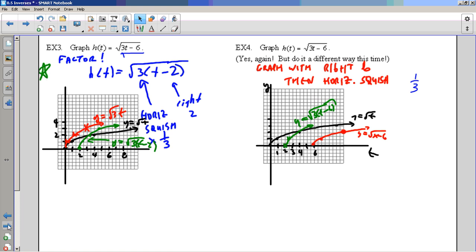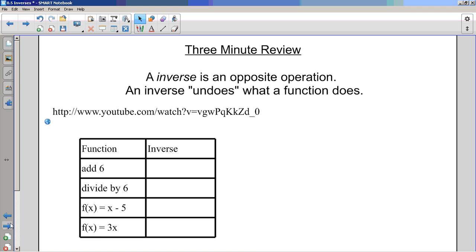All right, on to today's lesson. Today's lesson is on inverses. This is the 3-minute review, which is now more like a 10-minute review. But an inverse, remember, is the opposite operation. An inverse undoes what a function does.